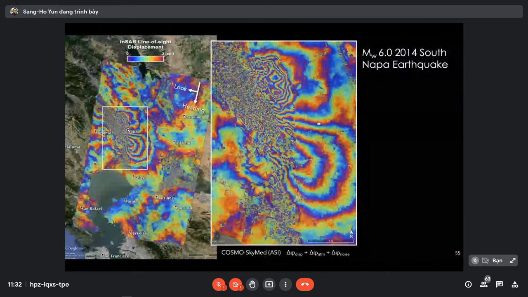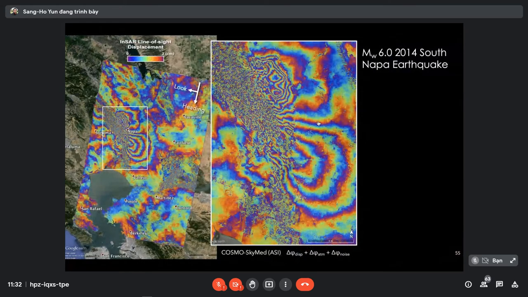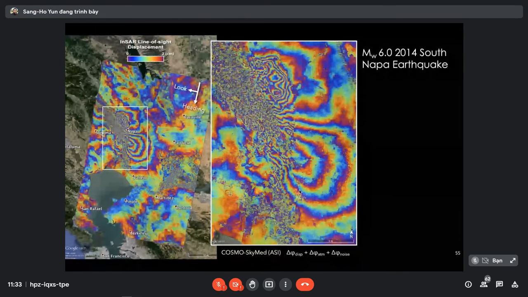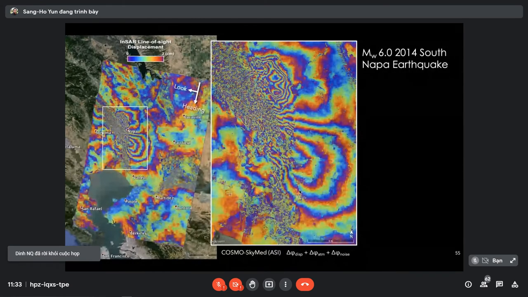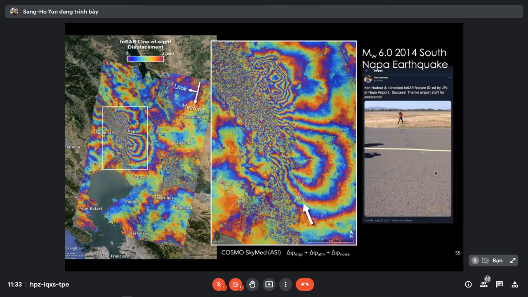Another example is for earthquake response. This was the 2014 South Napa earthquake. Using COSMO-SkyMed SAR data, we produced this color fringe map that represents the ground displacement, either moving toward or away from the satellite. If you see this pattern, it shows a clear discontinuity here, and that happened to match the ground crack. The USGS and California Geological Survey team went out in the field and confirmed this ground crack right along the InSAR discontinuity. This was about 7 millimeters or so of displacement, but it was confirmed on the ground.